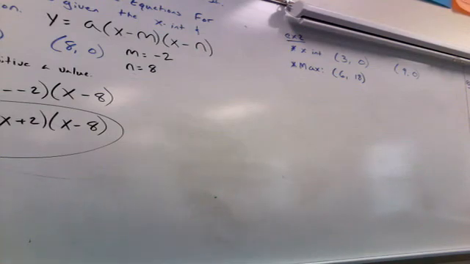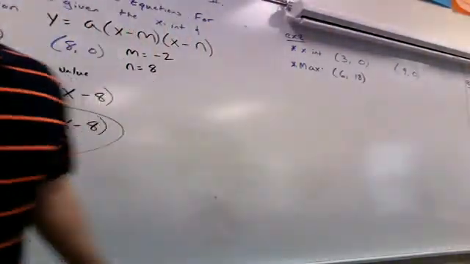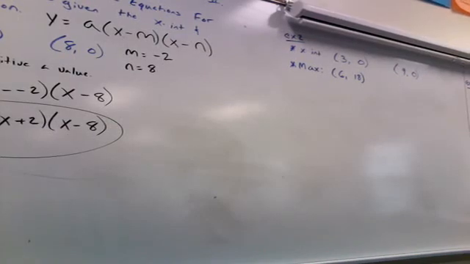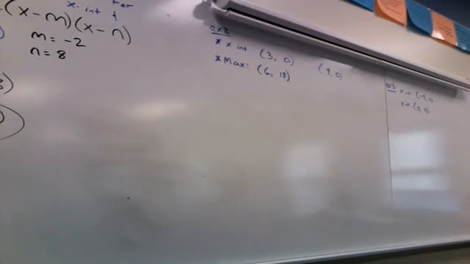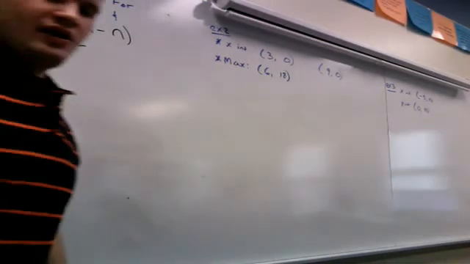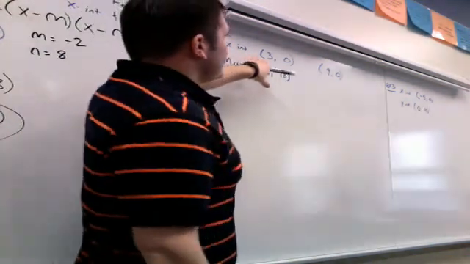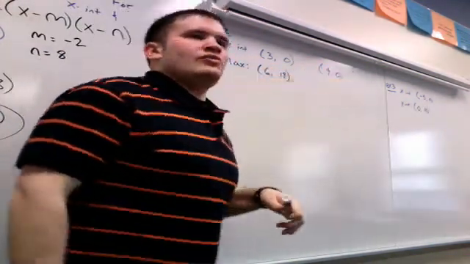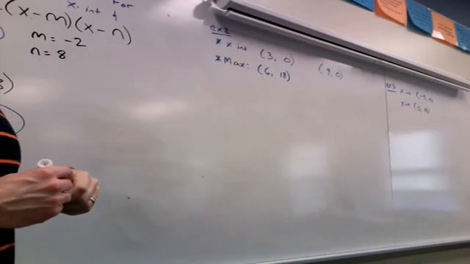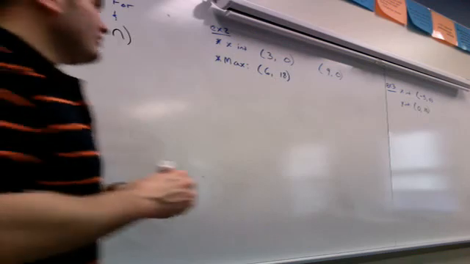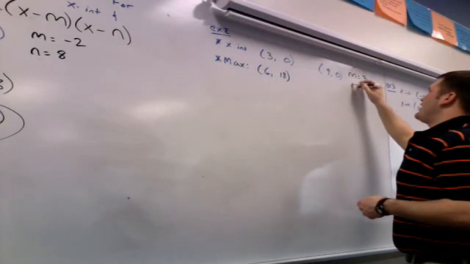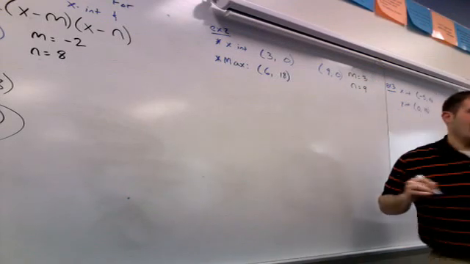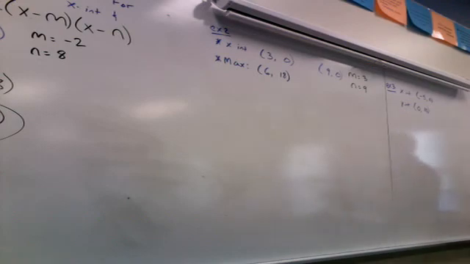All right. Next one, example 2. We have x-intercepts of 3, 0 and 9, 0. And this time, instead of just saying it opens up, they give us a maximum. So, if it has x-intercepts of 3 and 9, what are my m and my n? The m is 3 and the n is 9. Good. M is 3 and n is 9. Does that make sense? Yes.